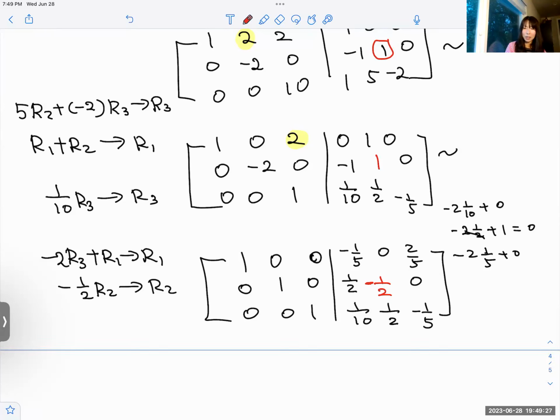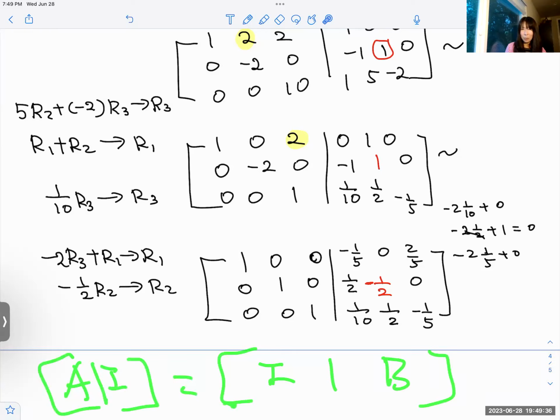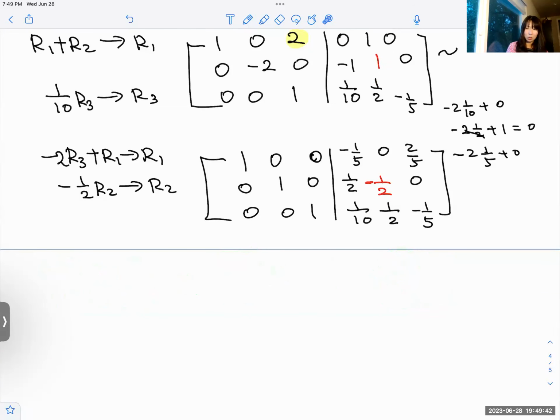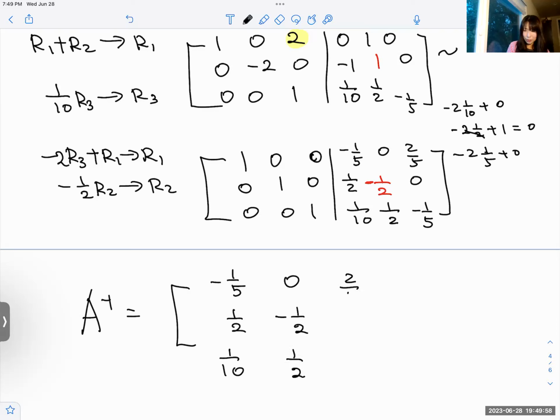Okay, now we made I B, which is from A I, right? So B must be the inverse of A, right? So this is the inverse. We can just say that directly, which is -1/5, 1/2, 1/10, 0, -1/2, 1/2, 2/5. Thank you for fixing this one. 0, -1/5. So this.